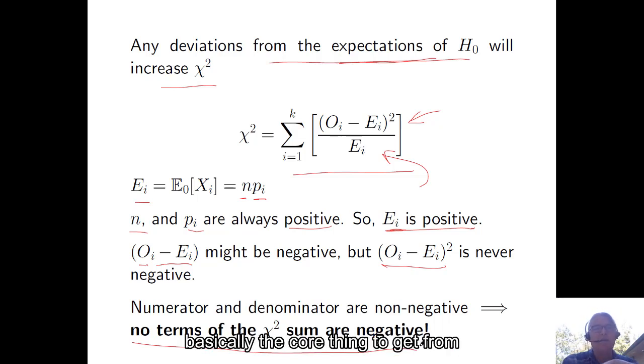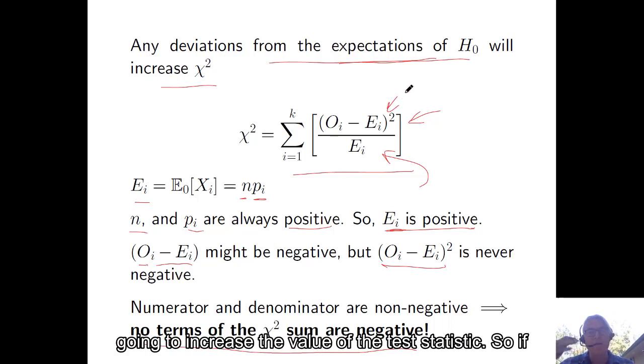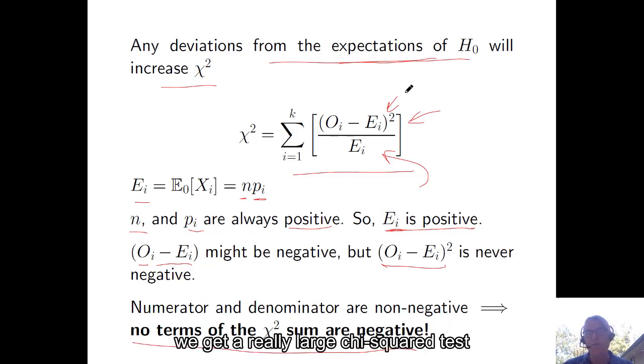So basically, the core thing to get from this slide is that any kind of deviation, because of this squaring of the numerator, is going to increase the value of the test statistic. So if we get a really large chi-square test statistic value, we're more likely to reject the null. Okay, so large numbers lead to rejection.